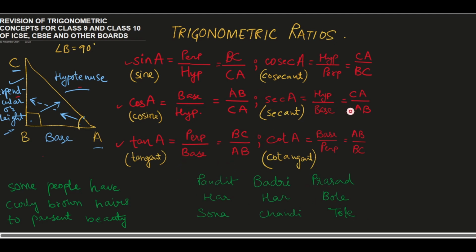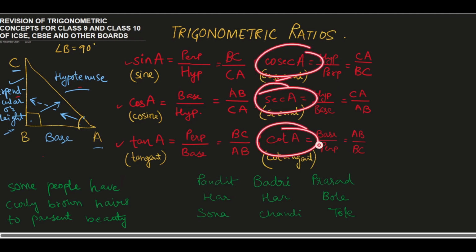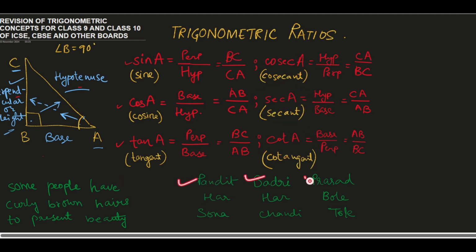There are unfortunately no mnemonics for cosec, sec, and cot, because once you know all these ratios, you can just take the reciprocal, and we will get the three remaining trigonometric ratios. Either this or this, you can follow any one of them to tackle these ratios. No need to mug it up. All these are not required at all. Just focus on this, or you can additionally make your own mnemonic. Okay, so let's move ahead.